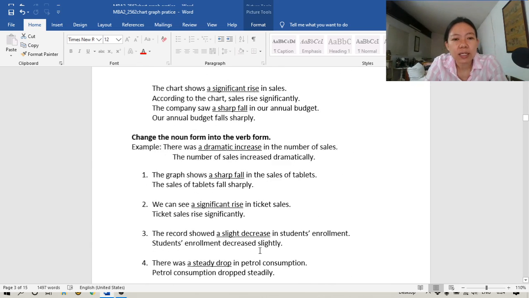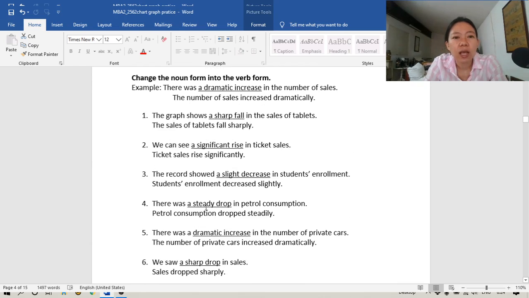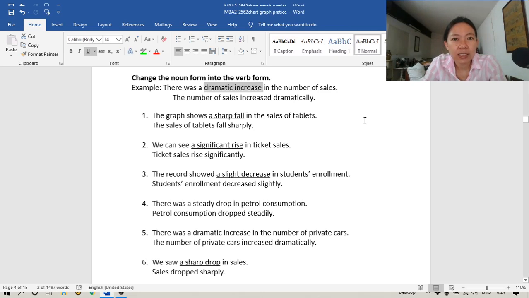So for your exercise, I have asked you to change from the noun form with the noun phrase into a verb form with subject, verb, and adverb. So let's look at the example together. There was a dramatic increase in the number of sales. So this is a noun phrase with adjective and noun.